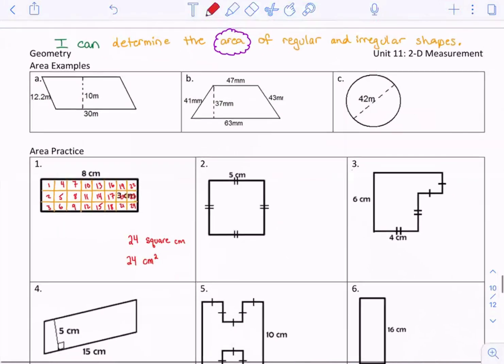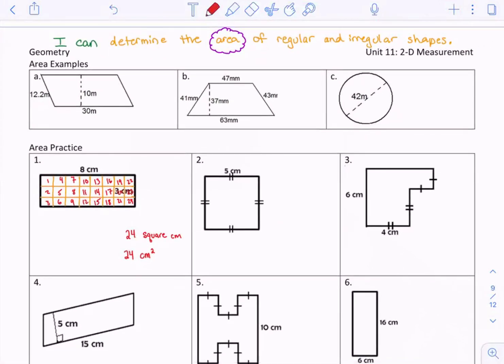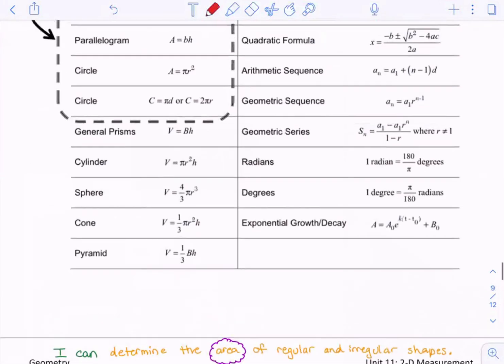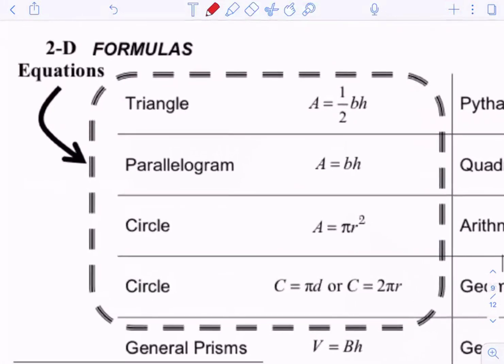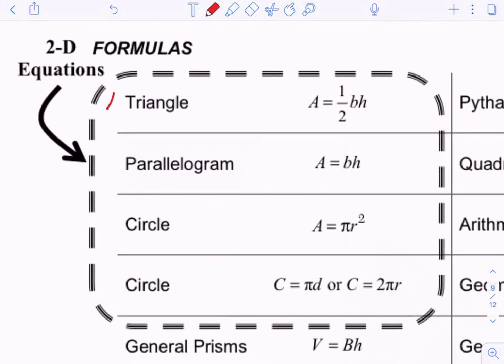So to help us, instead of sitting there and counting how many squares are in each shape, we could use the formula sheet. Now the formula sheet focuses on 3 areas. They give us a triangle, a parallelogram, and a circle.